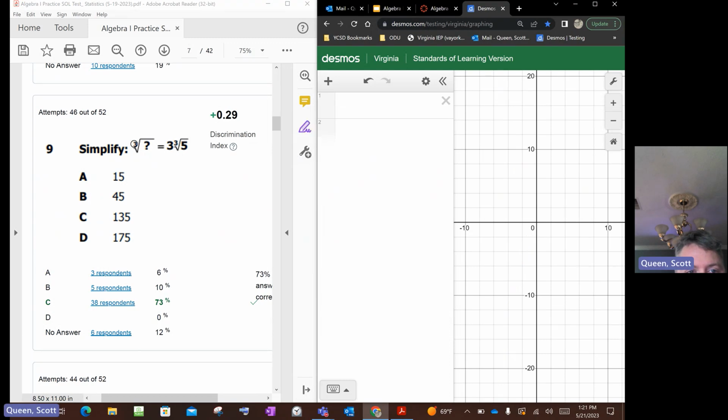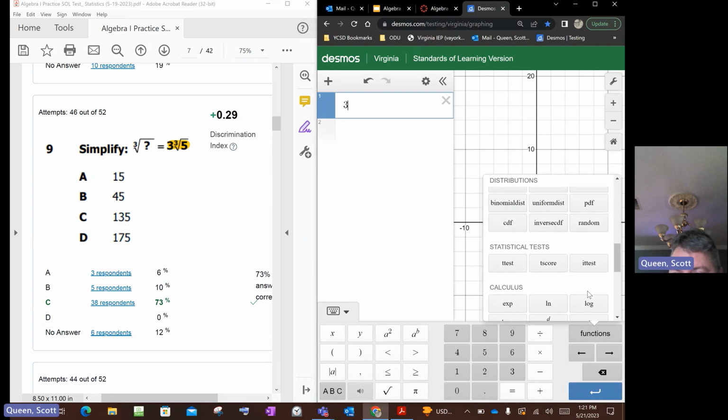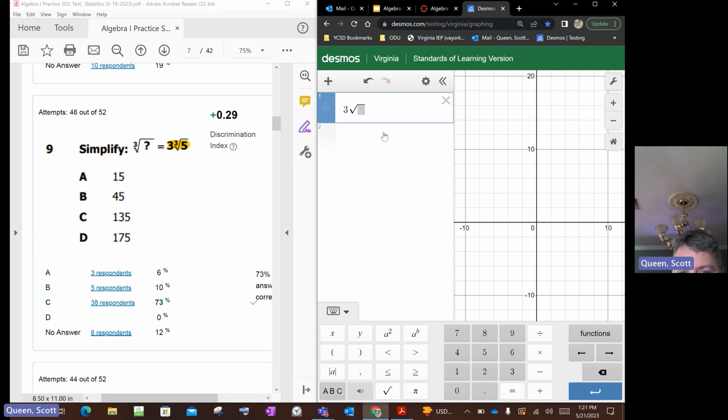All right, I see this cube root of question mark equals 3 cube roots of 5. Question mark means that's where one of these answers goes. Okay, so let's see. I'm going to put this part up here in Desmos first. 3, and don't forget where the cube root is. Cube root is over here in that functions menu all the way at the bottom. There it is. For that n, that's where you put your number. And then inside, there's a 5.